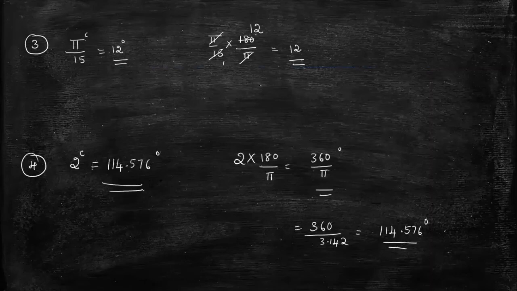So what I have done to convert from radians to degrees, what is the multiplication factor? I should multiply by 180 by pi. Okay, so this is how we convert from radians into degrees.